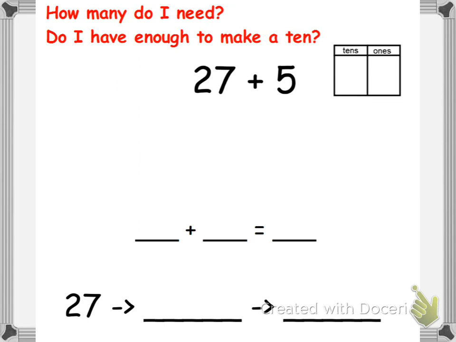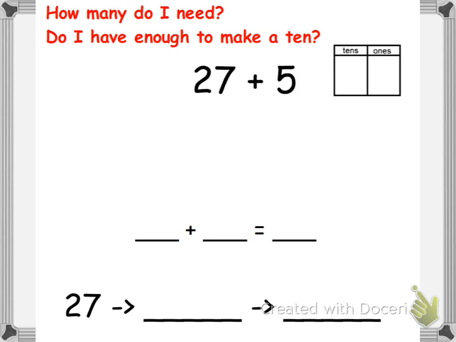Today we're going to be talking about Module 4, Lesson 14. In this lesson, we're going to be talking about using counting on and the make 10 strategy when adding across a 10. So looking at this, it's 27 plus 5.